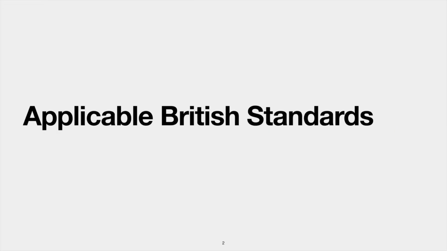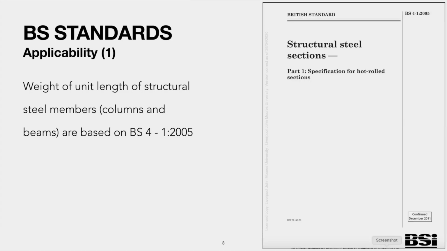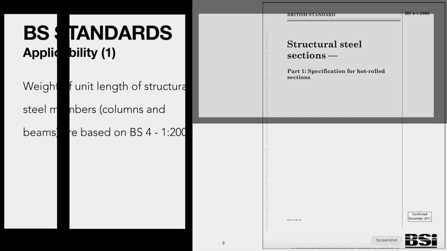We are referring to a few British standards which are required to extract technical details of structural steel members. BS 4-1:2005 stands for Structural Steel Sections. In this video we are using BS 4-1:2005 to extract technical details as well as unit weight of steel members, which is required to calculate weight of steel elements and surface area.